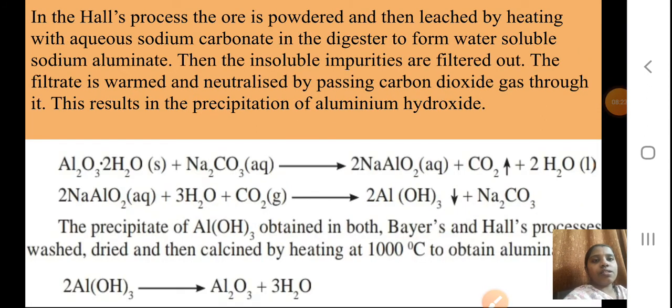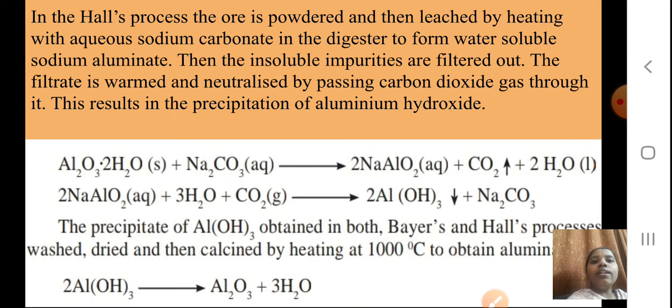In the Hall's process, the ore is powdered and then leached by heating with aqueous sodium carbonate in the digester to form water soluble sodium aluminate. Again sodium aluminate is formed, but here we are using sodium carbonate, not caustic soda. Then the insoluble impurities are filtered out. The filtrate is warmed and neutralized by passing carbon dioxide gas through it. This results in the precipitation of aluminium hydroxide.